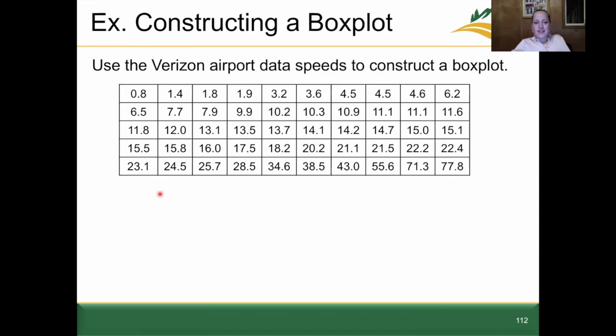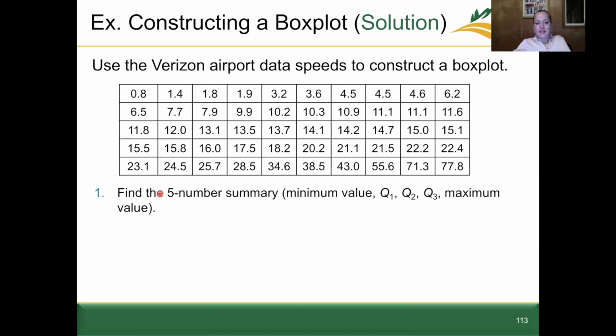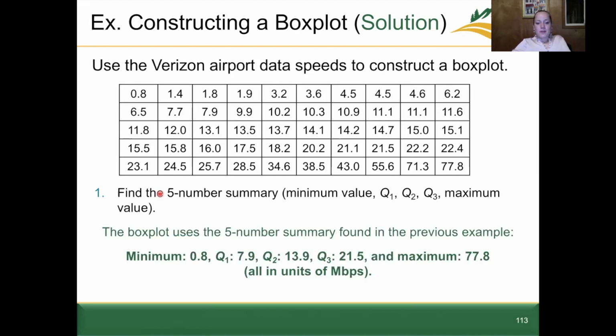Now let's go back to this data set and construct a box plot for it. Number 1 was to find our 5-number summary. We have already done this. Right, so our minimum value, Q1, Q2, Q3, and our maximum value, we already calculated.